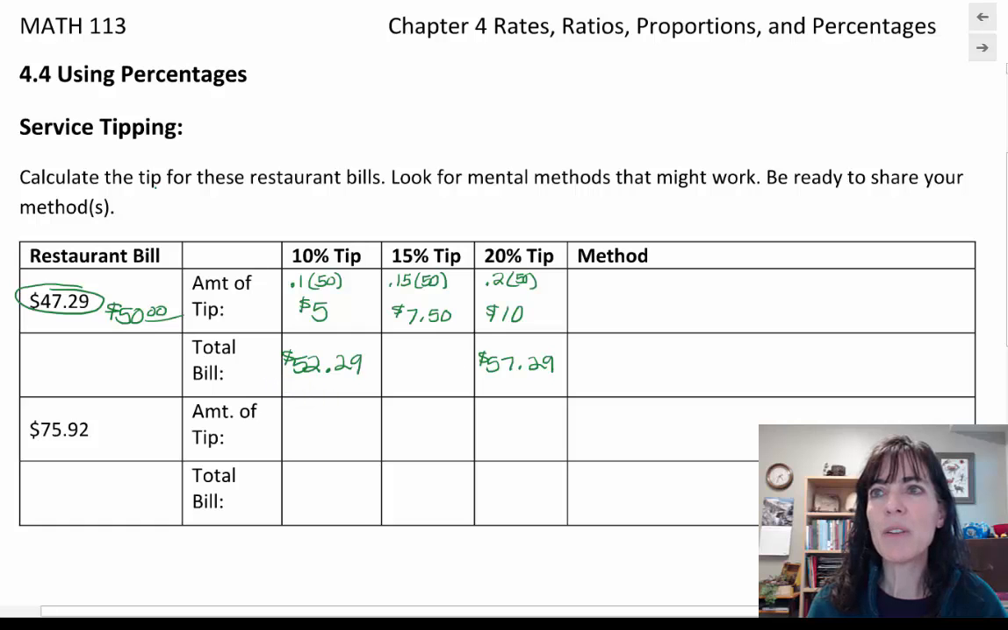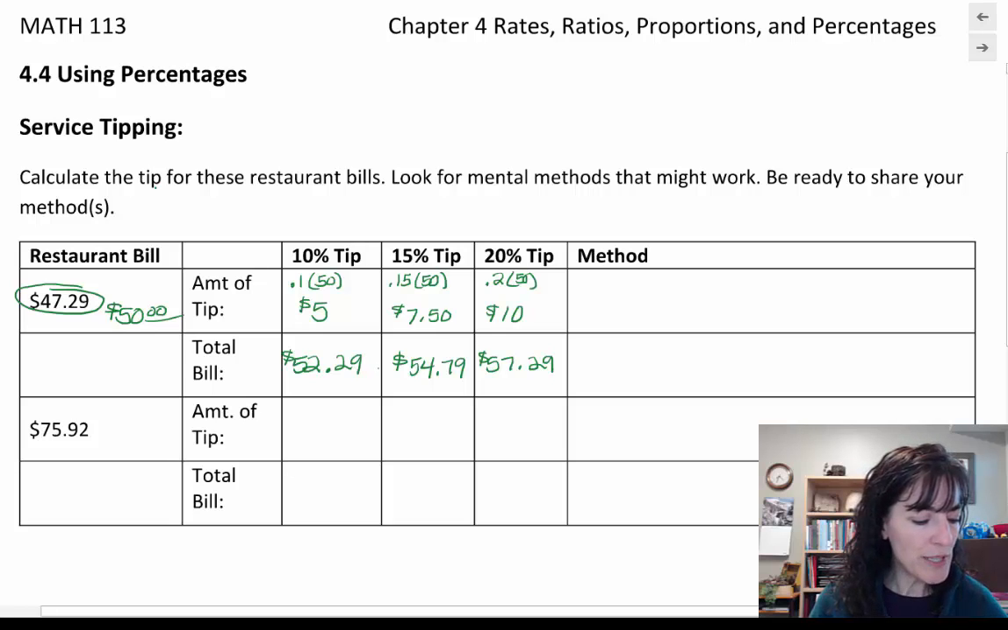And the last bill, I might need to do that one on my calculator because I don't like to add the 50 cents, but I could actually do it, I think, 54.79. So let's try that. 54.79. And so what I did there, you can just add 7.5 plus $47.29, and I get 54.79 on my calculator as well. So you can do that by hand or on your calculator, whichever you're more comfortable with.